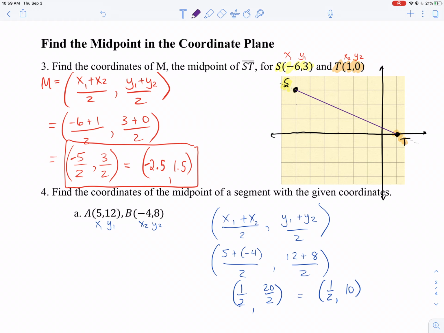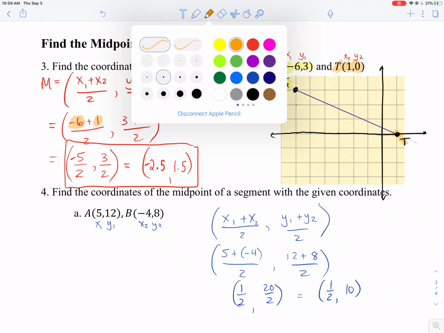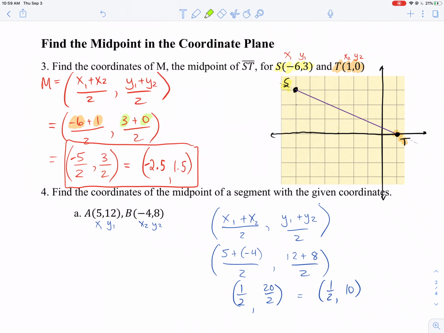So I have my formula. It's really important we write our formula down, especially as we're learning it, so we don't forget it. We're going to add our x's and divide them by 2, and then add our y's and divide them by 2. So my x values were -6 and 1, divide that by 2. And then my y values are 3 and 0, and I divide that by 2. So -6 plus 1, we end up with -5 divided by 2. And then 3 plus 0 gives us 3 divided by 2. So you could do -5 halves, 3 halves, but it's a little bit harder to see on the graph.